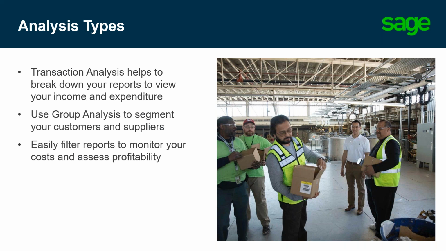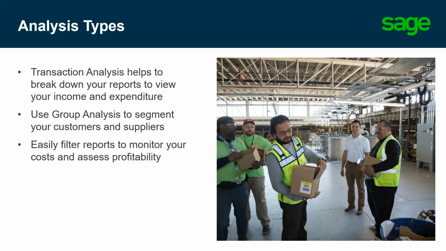So transaction analysis will help you break down your transactions so that you can then report on that. So you might do it by department, by project, or whichever other way you want to record and analyze your transactions. Group analysis is a way of flagging, say, your customers, your suppliers, or your products and services. And it's then, when you come to run your reports, easy to filter those. So it means that potentially, rather than just a standard profit and loss, you could run one based around a department or one based around a project, for instance. So you could check your project profitability.